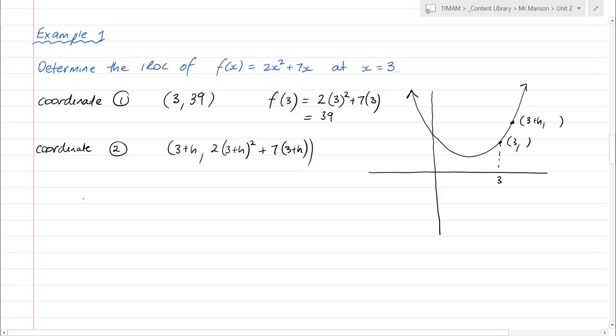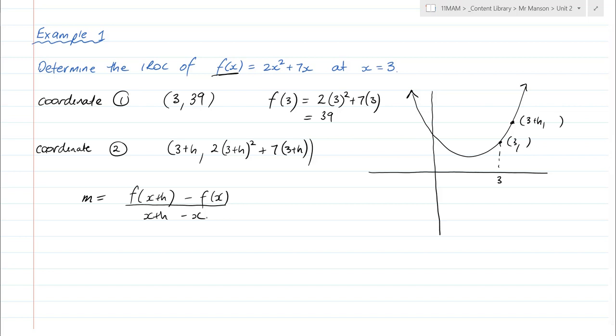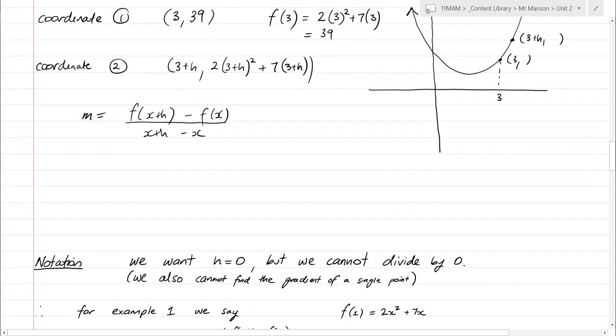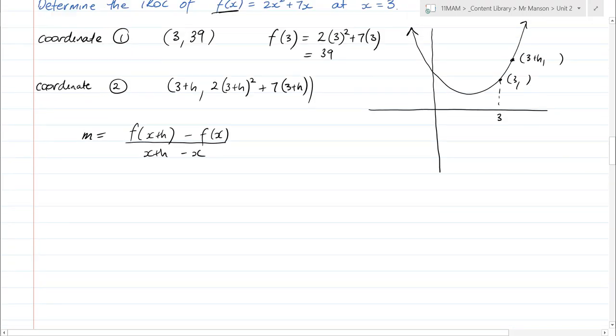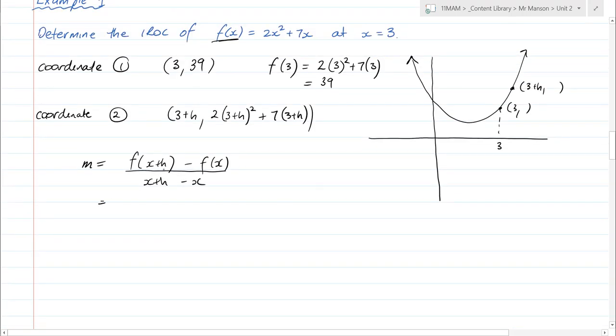There's coordinate 2, and my gradient m is equal to, because I've got f of x here, I'm going to change the notation. I'm going to say f of x plus h minus f of x, so this is the other notation, over x plus h minus x. Now that denominator is magic. It's always x plus h minus x, because we're always dealing with the x value and then the something plus h. In our case, I'm definitely going to run out of room here. In our case, we've got f of 3 plus h, so x equals 3 for what we're working with.